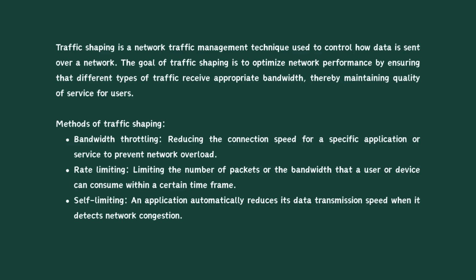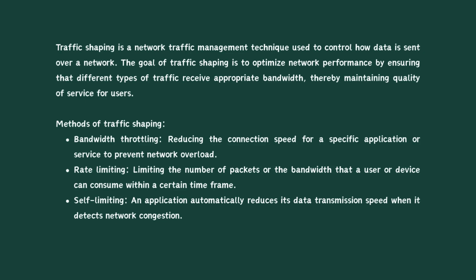Traffic shaping is a network traffic management technique used to control how data is sent over a network. The goal of traffic shaping is to optimize network performance by ensuring that different types of traffic receive appropriate bandwidth, thereby maintaining quality of service for users.